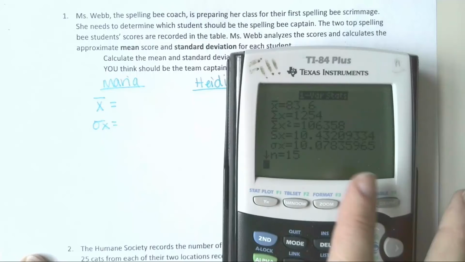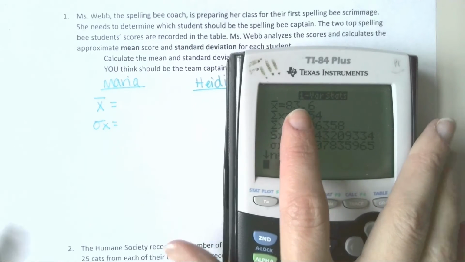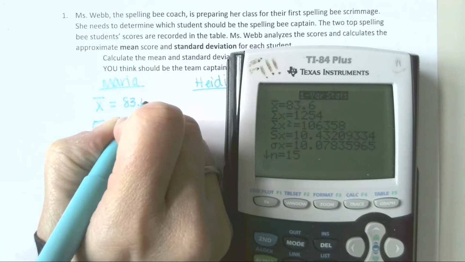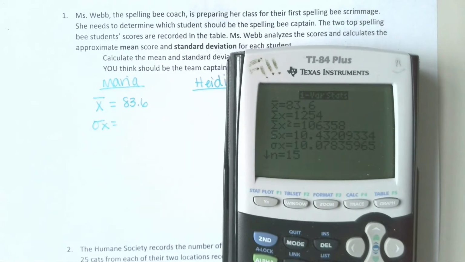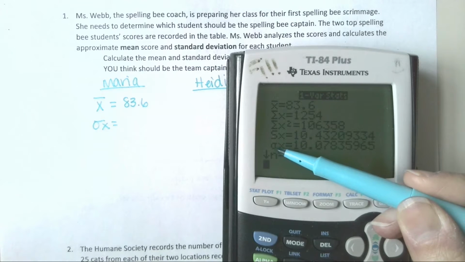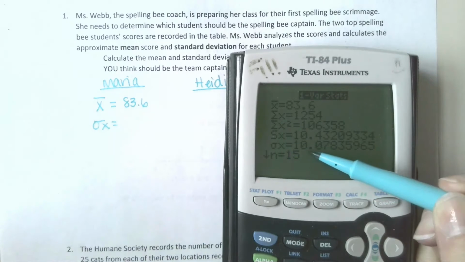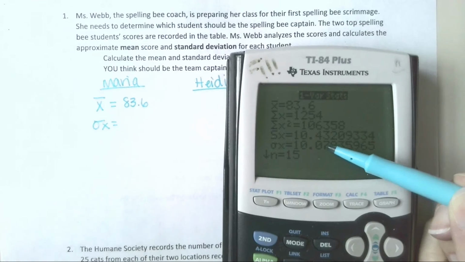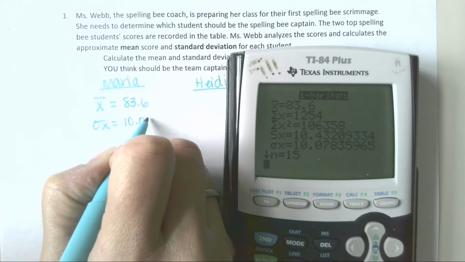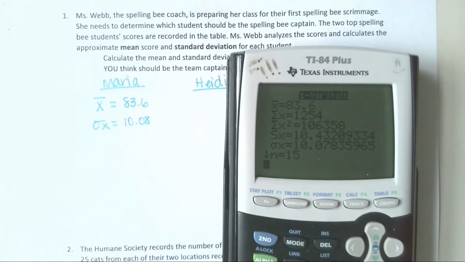So the values that we care about are this first one, which is the mean, the X bar, so that's 83.6. So her average score is 83.6, and the standard deviation, this last one here, is ponytail X. We are going to round that to the nearest hundredths place, so that's going to come out to be 10.08. So those are Maria's values.